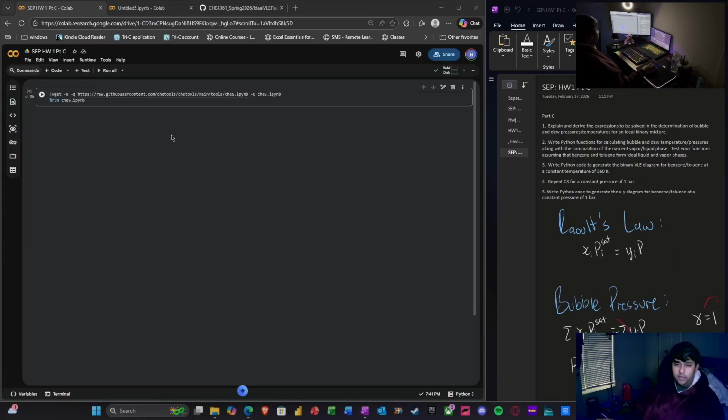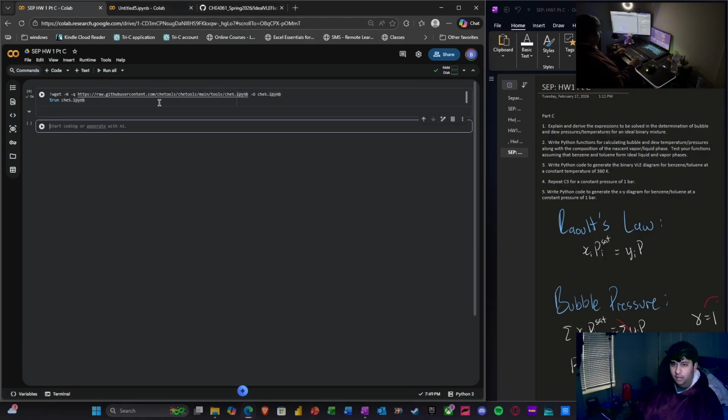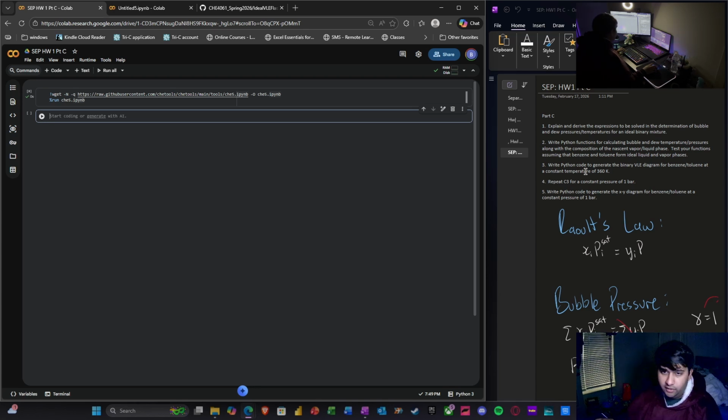Okay, so what we're going to be doing now is the coding section, and essentially we're just going to go through what we need to do. So we're going to be calculating bubble and dew temperature and pressures along the composition of the nascent vapor and liquid phase, and we're going to test the function assuming that the benzene and the toluene form an ideal liquid and vapor phase.